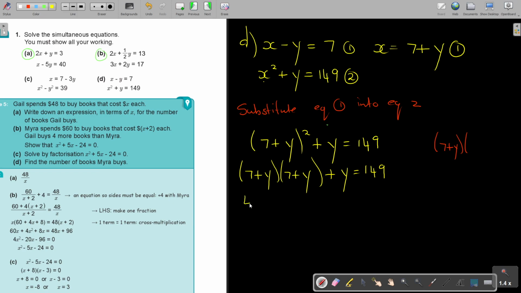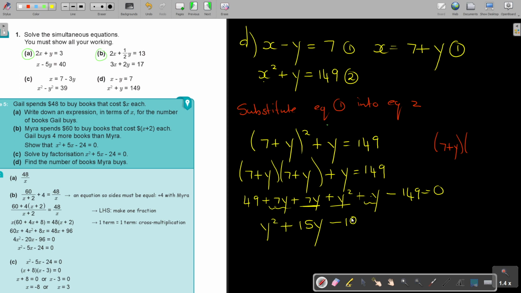So 7 times 7 is 49, plus 7y, plus 7y, plus y squared, plus y, and you can bring the 149 over. Okay, so basically I have y squared, it's just 1y squared. So 7y plus another 7y, plus 1y, so that's going to be 15y. And then if I subtract, oh, this is very nice, it's on the dot 100.